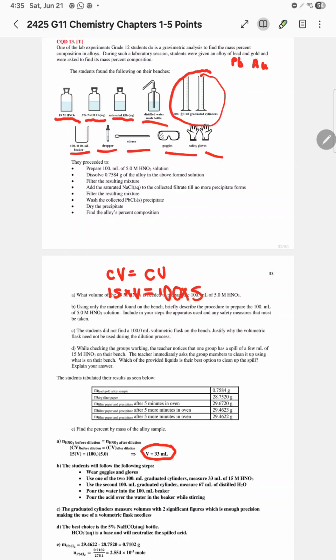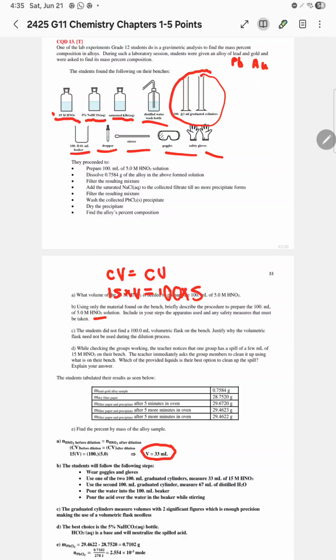Anyways, now using only the material found on the bench, briefly describe the procedures needed to prepare the 100 milliliters of 5 molar HNO3. Include your steps, the apparatus, and the safety measures. Now, to prepare the nitric acid, did they tell us how much nitric acid? They only told us the concentration. Oh yeah, they said prepare 100 milliliters.